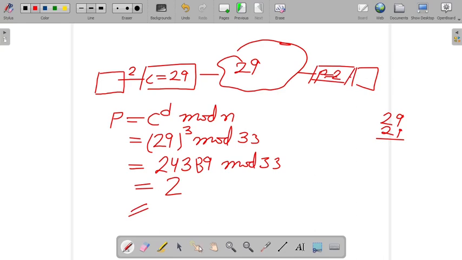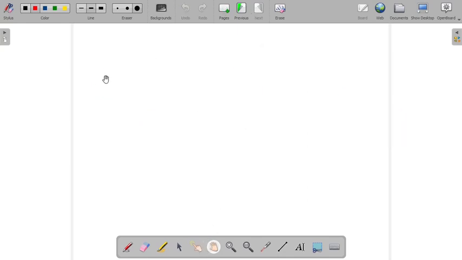Now take some more examples to try to understand the same concept. Take some other example. Let's do example number 2.